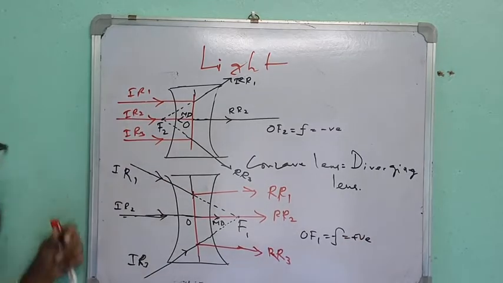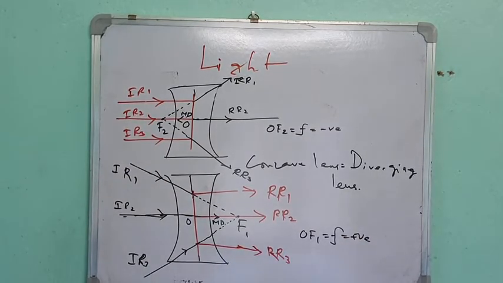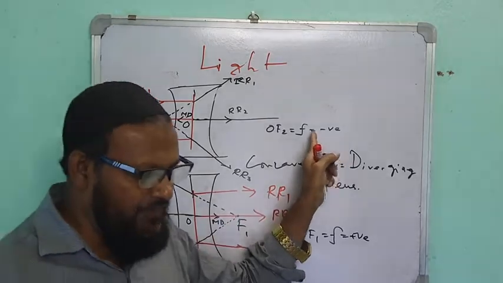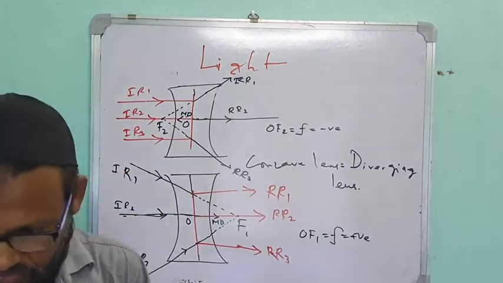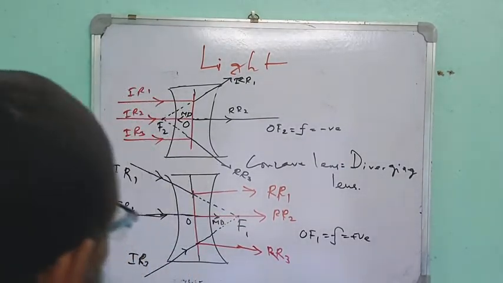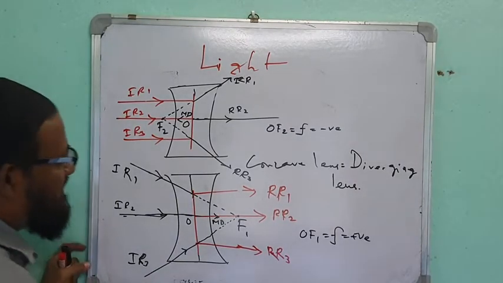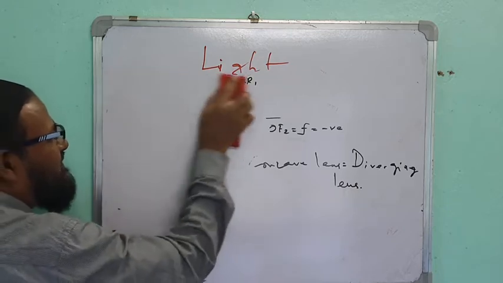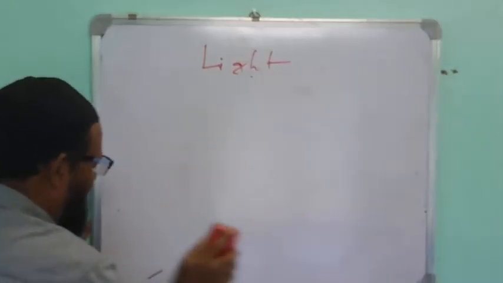Now my question. Second focus means which focus? Second principal focus. This is the second principal focus, therefore it is negative. Clear? Okay, next. Principal focus, first principal focus, second principal focus for convex lens, concave lens, this is very, very important.